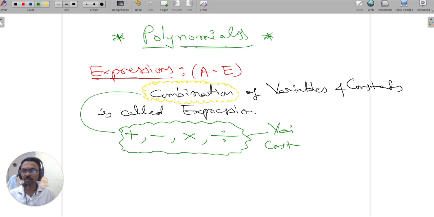First step is combination. What is the meaning of combination? It means by using these four operations, we are adding or subtracting or multiplying or dividing variables and constants. Next step: what is meant by variable? Variable, in the name itself, means the value which varies. That means it is not fixed, its value changes. Indirectly we can say that a variable is an unknown value.